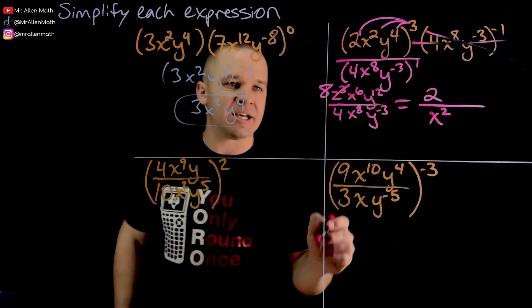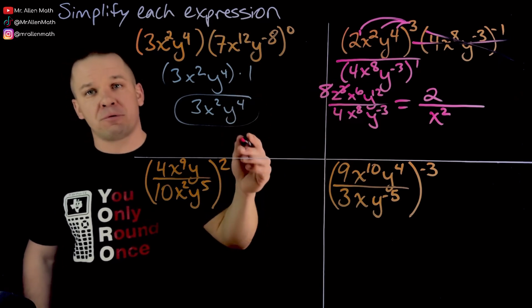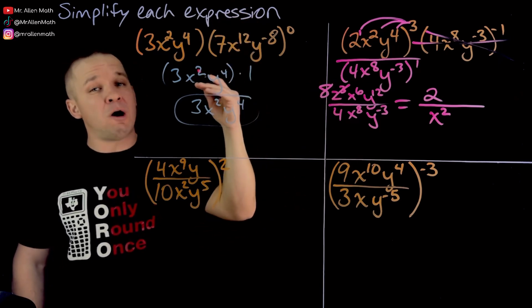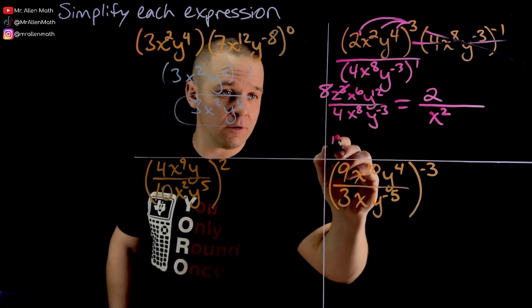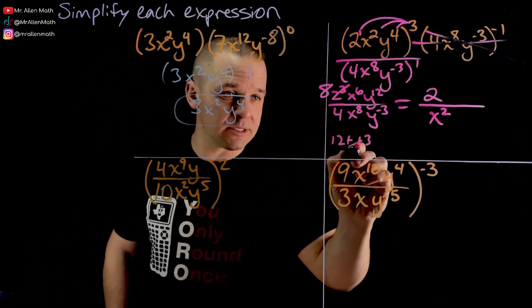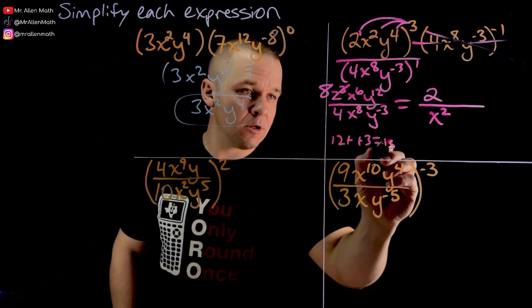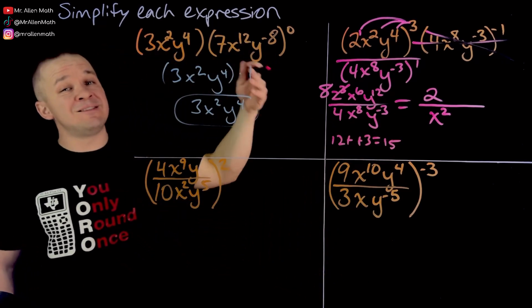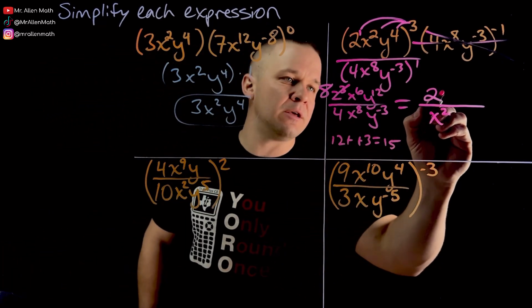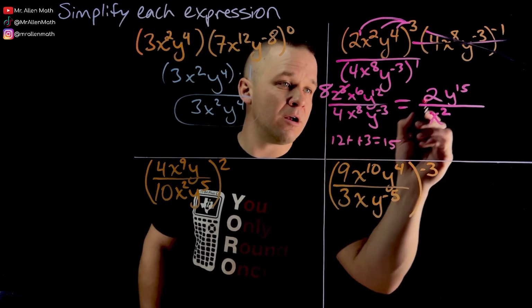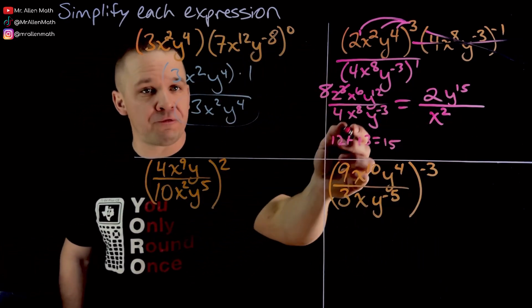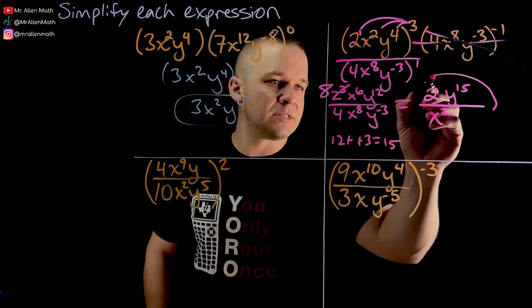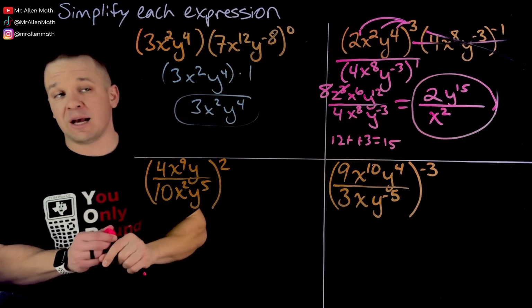Boom. Last one, I got 12 and negative 3. Bigger exponent is 12. 12 minus negative 3 is 12 plus 3, right? 12 minus negative 3, that's plus 3. I get 15. Where was my bigger exponent? It was in the numerator, so I get y to the 15th in my numerator. Do I have all positive exponents? Are all simplifications of coefficients done? Yes, this is my final answer.